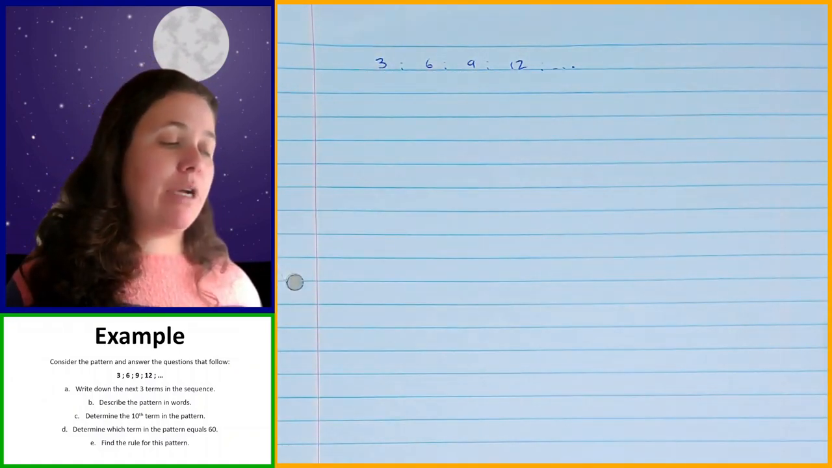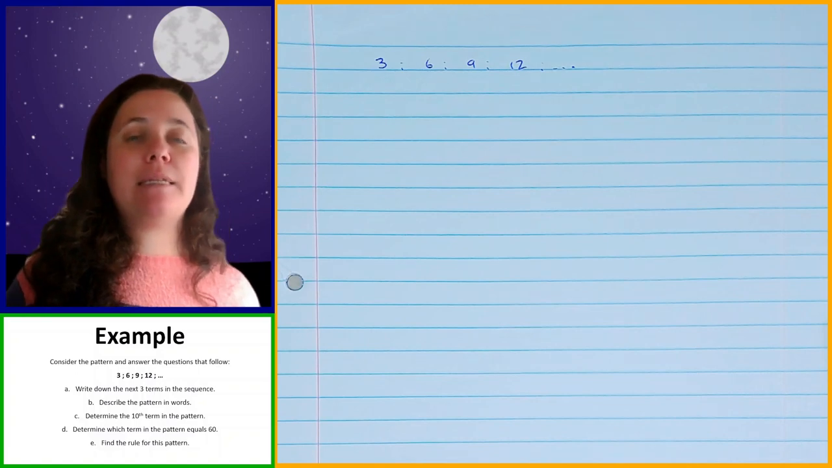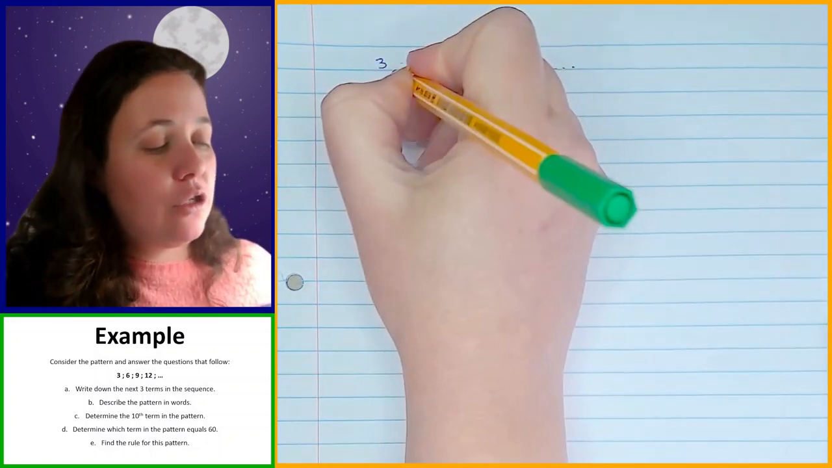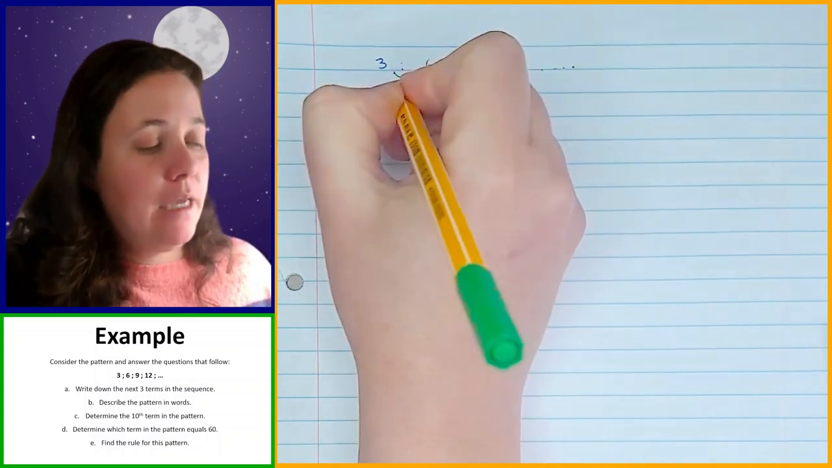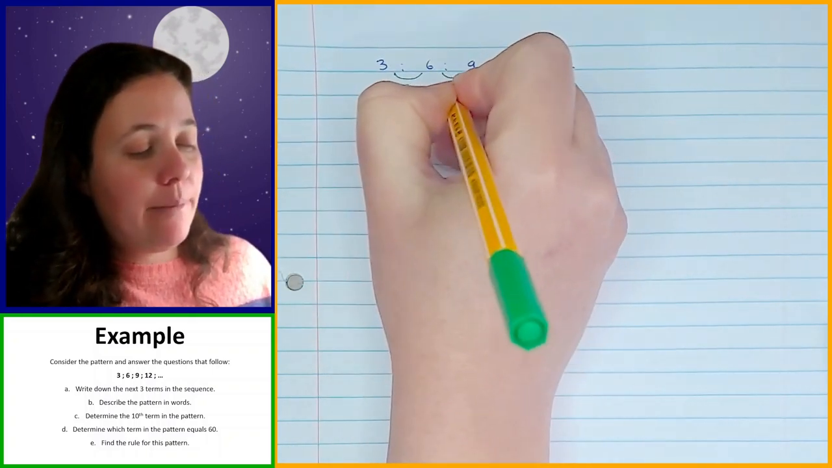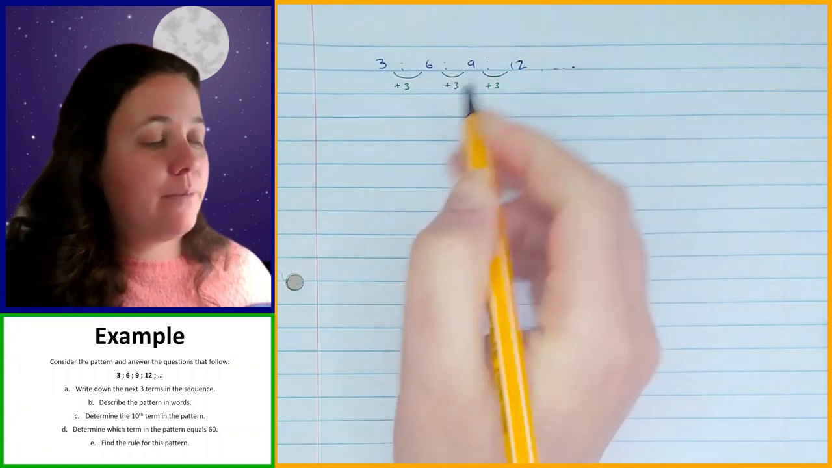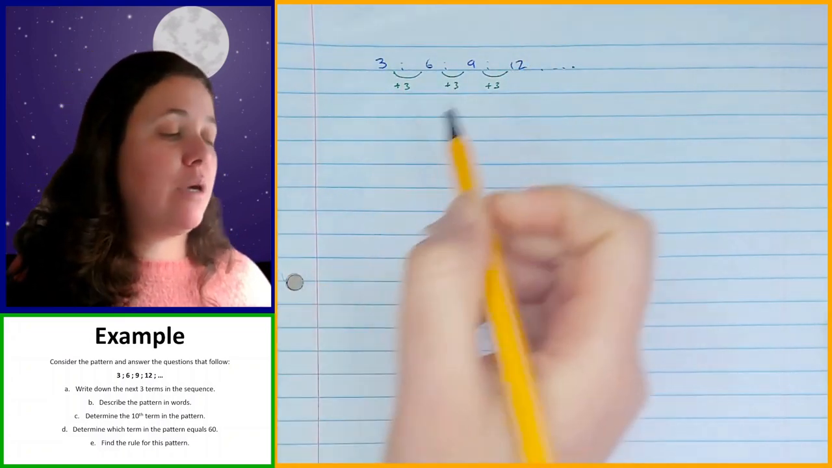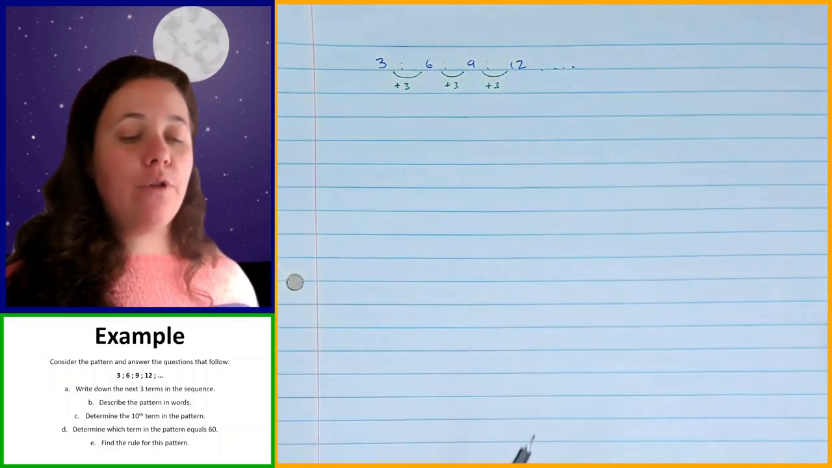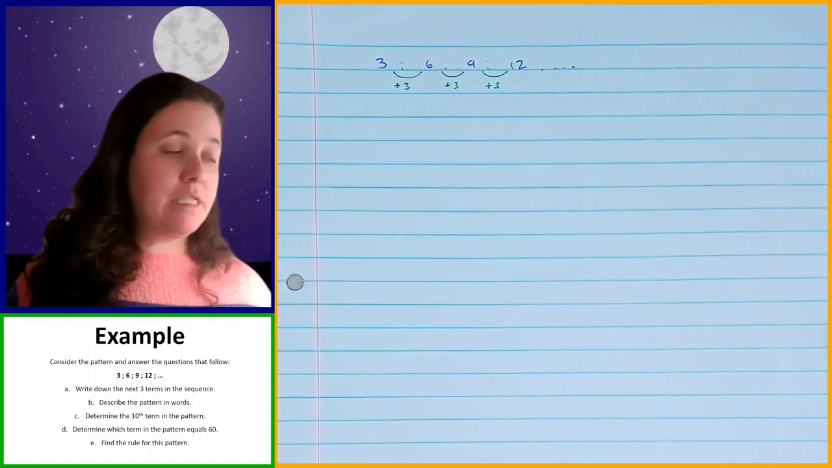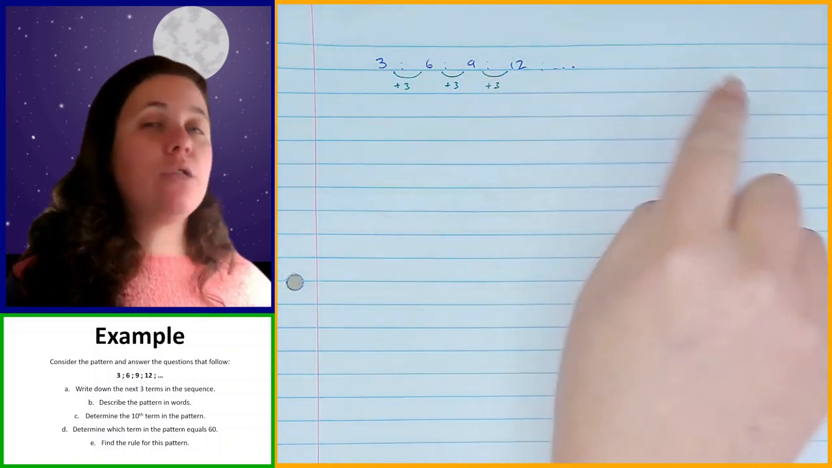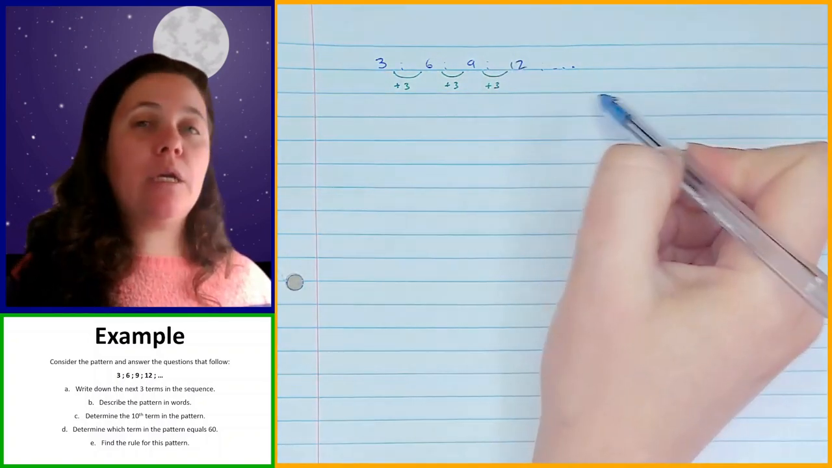The first thing I'm going to do, anytime you get a pattern for the first time, I recommend always checking to see if there is a constant difference. To do that, we see what we do to each term to get to the next term. Here I am adding 3, adding 3, adding 3. It's the same every single time, so I have a constant difference of 3. Now I can use that to work out the next three terms by continuing to do the same thing.